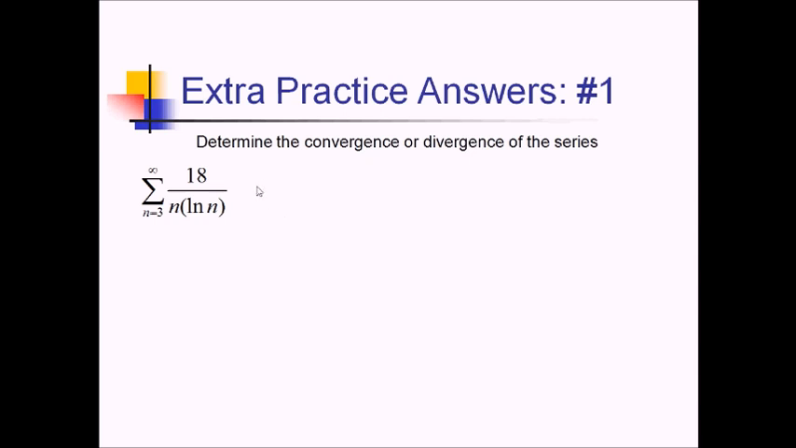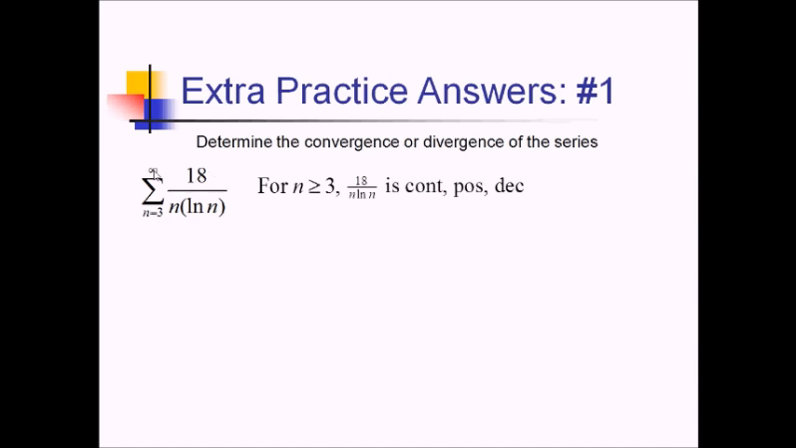So this is a function that is continuous, positive, and decreasing, at least for all n values of 3 or greater. Anything less than that, all bets are off. So we write that out. This allows us to actually use the integral test. So we're now going to take the integral of 18 over n ln of n from 3 to infinity.